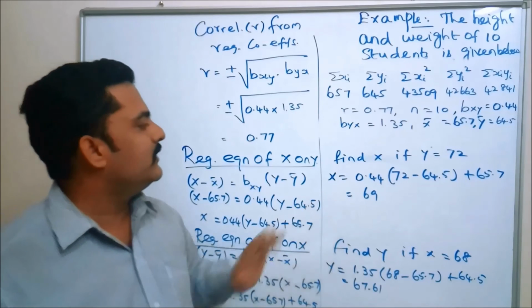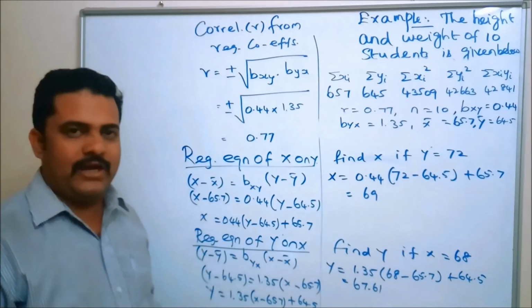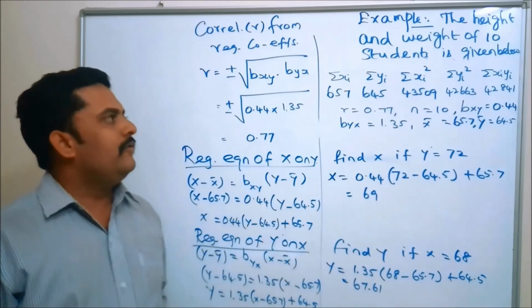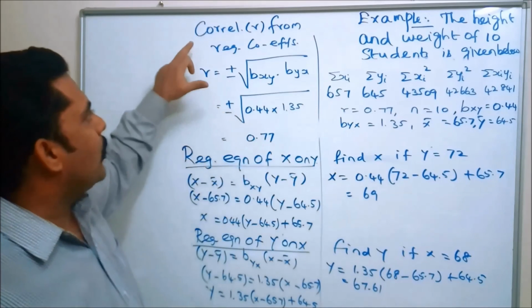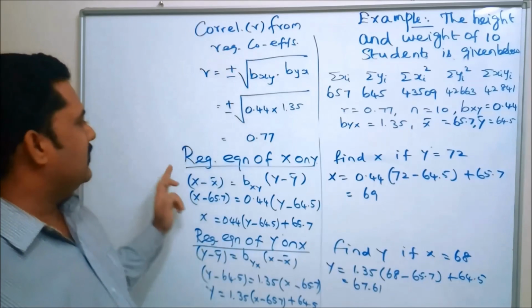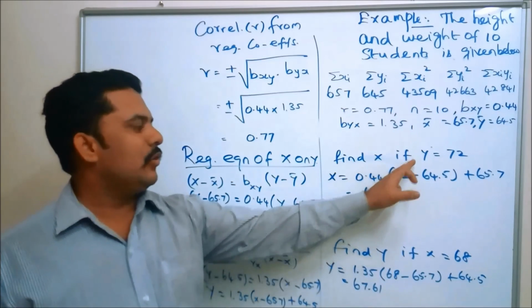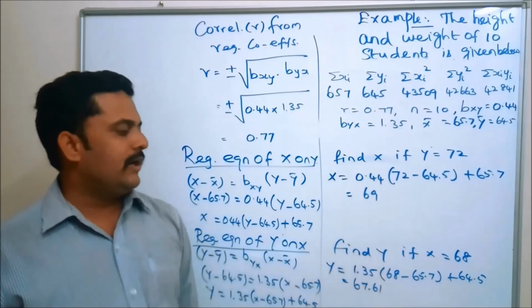Okay, this is the result of the regression equations of x on y and y on x. So in this problem we have discussed how to find the correlation coefficient from the regression coefficients and the regression equations of x on y and y on x. The values of x and y are given separately.